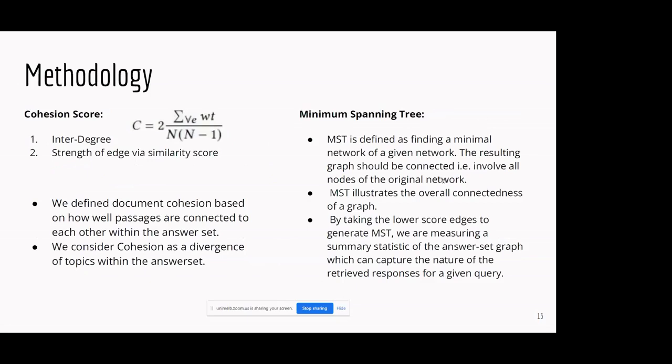So there are two different graph measures that we have introduced here. One is cohesion. In cohesion, we define document cohesion based on how well passages are connected with each other within the answer set. For example, if the returned set of passages discusses a similar topic, then the cohesion of the answer set will be higher.